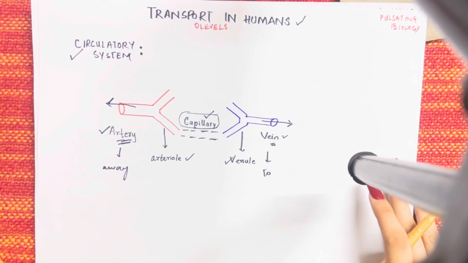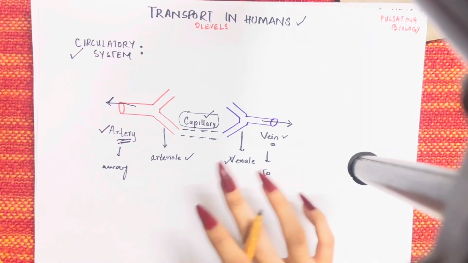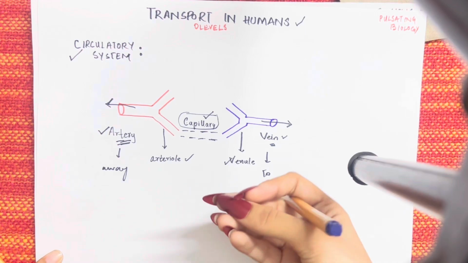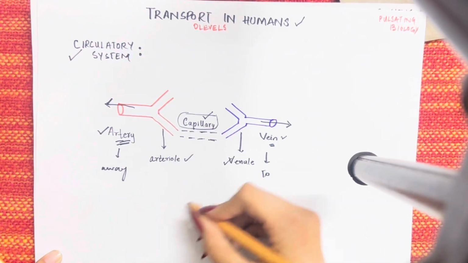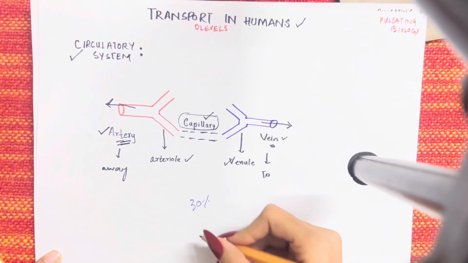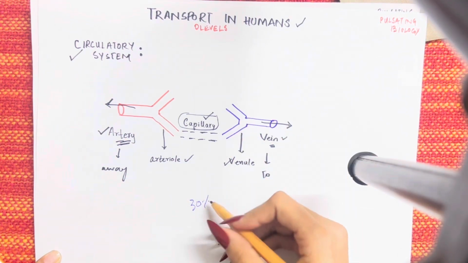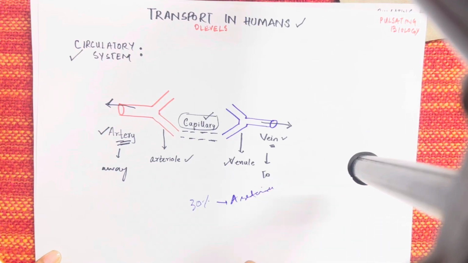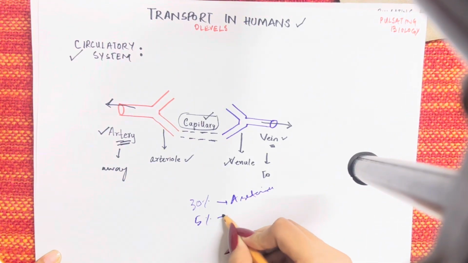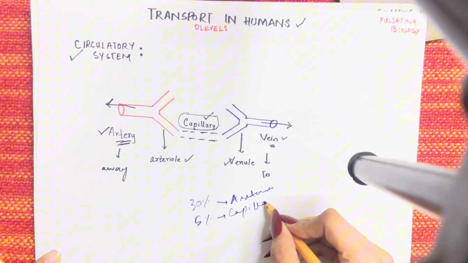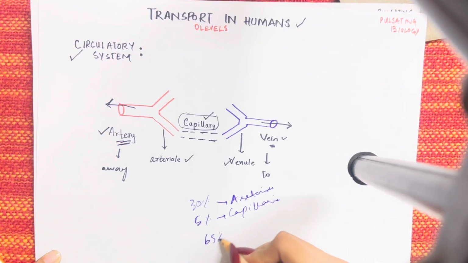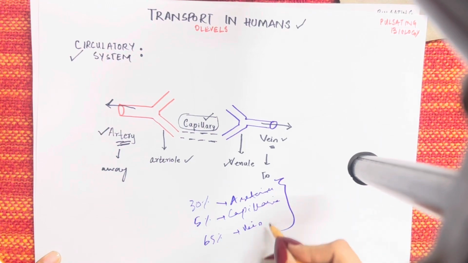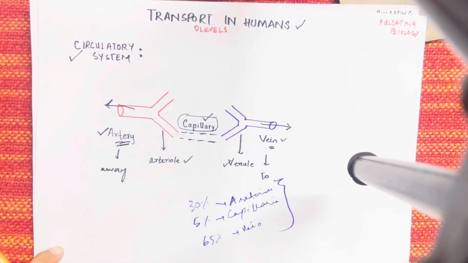Now, the question arises: since the arteries, veins, venules, and arterioles along with the capillaries make up the entire circulatory system, how much percentage of blood is present in each of them? Of the 100% of the blood in your systemic circulation, 30% is found in the arteries, 5% is found in the capillaries, and almost 65% is found in the veins, or you can say the venules. This is the percentage composition of the human circulatory system.